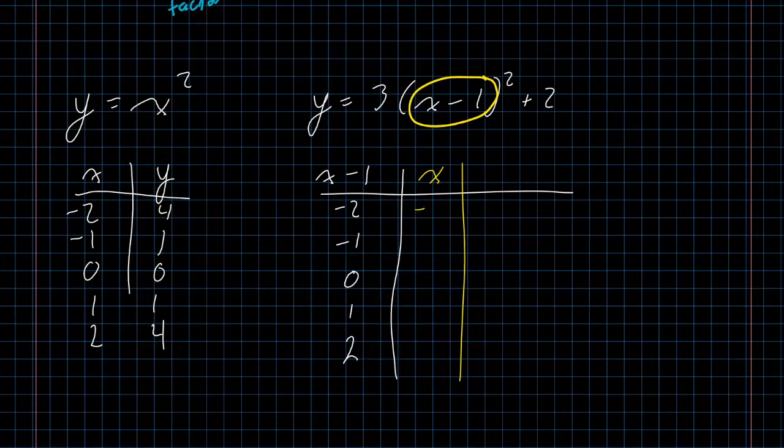Well, I subtract 1 from -1. I subtract 1 from 0 to get to -1. I subtract 1 from 1 to get to 0. Subtract 1 from 2 to get to 1, and I subtract 1 from 3 to get to 2. Right? That's the way I think about the transformation. Now that I know what my value of x is, I'm going to expand out my thoughts a little bit.